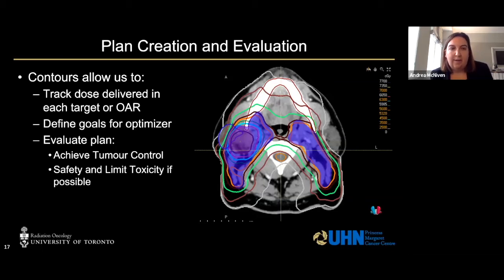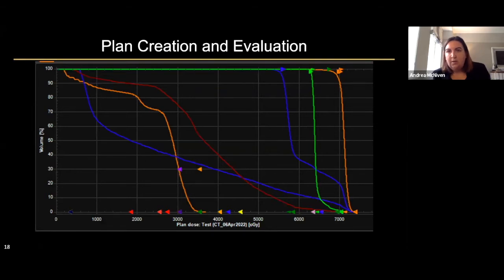And it also helps us to evaluate the plan in terms of achieving that tumor control and the safety and limit toxicity if possible. So how we do that, one tool, for example, is what we call dose volume histograms, or DVH. So we are looking at a graph here of volume on the y-axis, volume of one of those contours that you'll be generating in the challenge, and we've got dose on the x-axis. So if we look first here at the PTV on the right, we want to deliver a 70 gray dose to the PTV as much as possible.